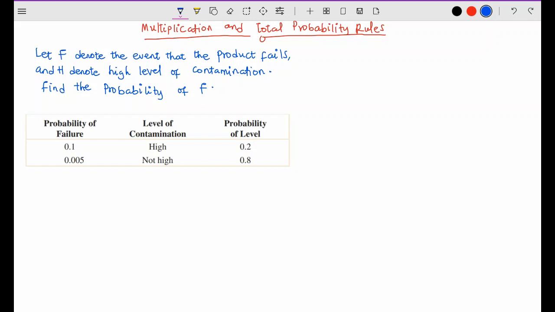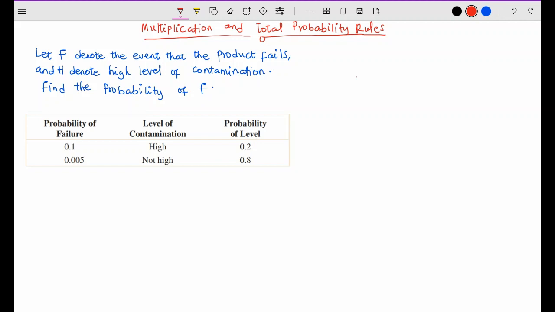We are going to have different events for this question, where we have an event that there is high level of contamination, and an event that there is low level of contamination. Then we have another event for failure. So the semiconductors have been grouped into all these three events. What I'll do is draw the sample space for this question, and then we apply the total probability rule to solve it.